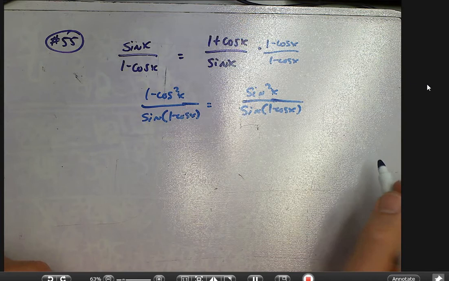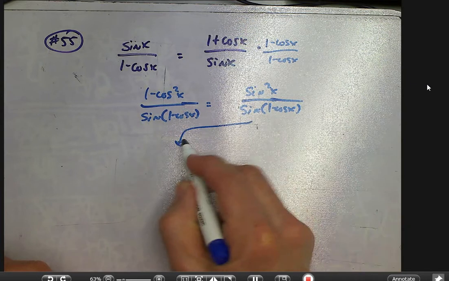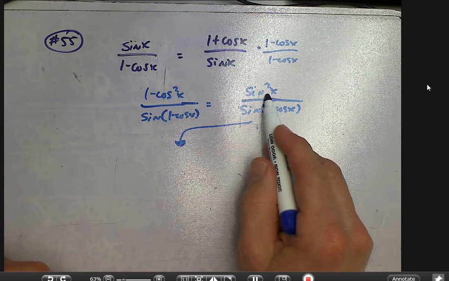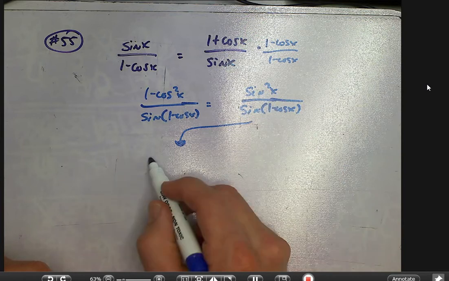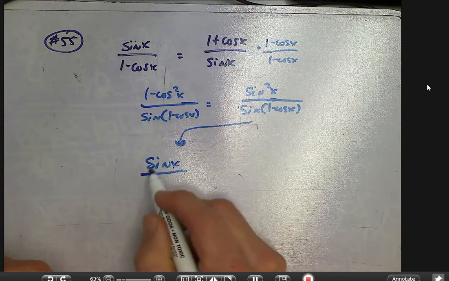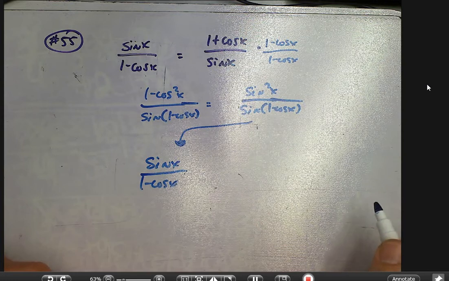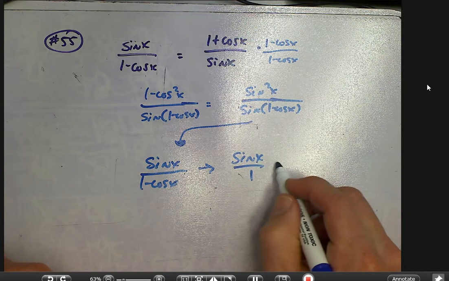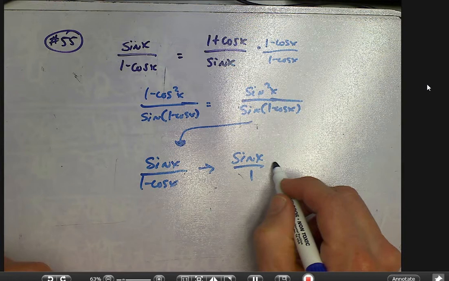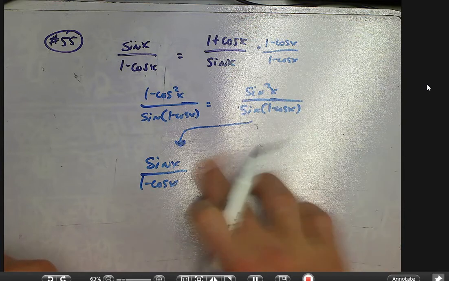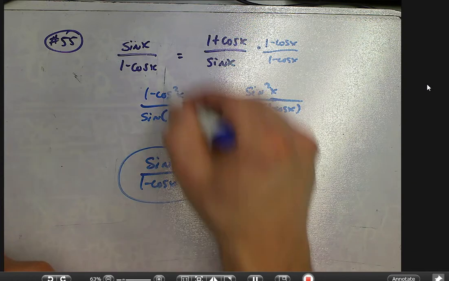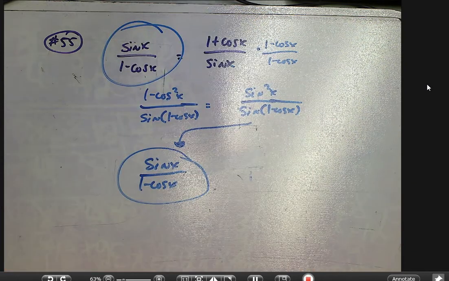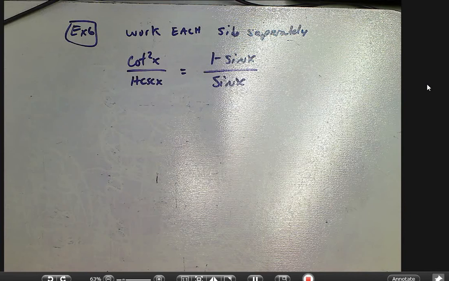Okay, work our way down. Sine squared is going to cancel out the sine, leaving sine x on top and 1 minus cosine x on the bottom. Just like the last problem, I'm going to break it into two fractions, sine x over 1 minus, well, no, actually I'm not going to do that anymore because I don't have to. That is the match. I'm done. Good job. Move on to example 6 now.